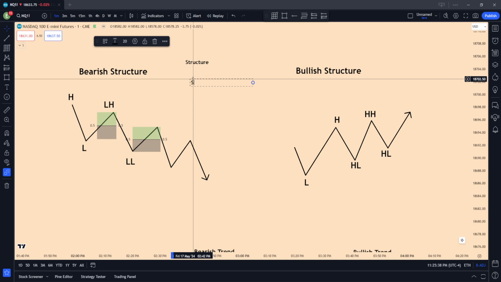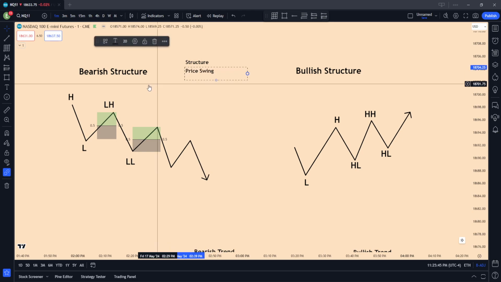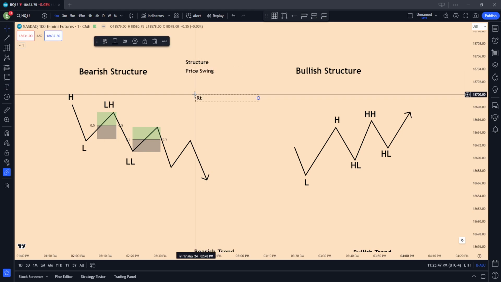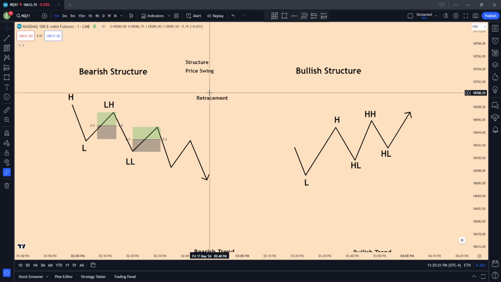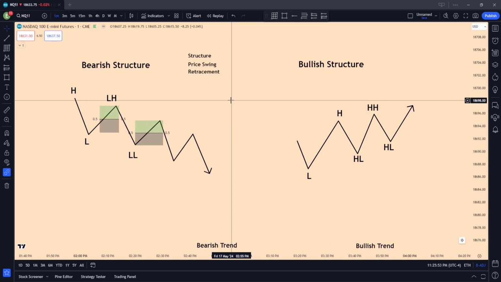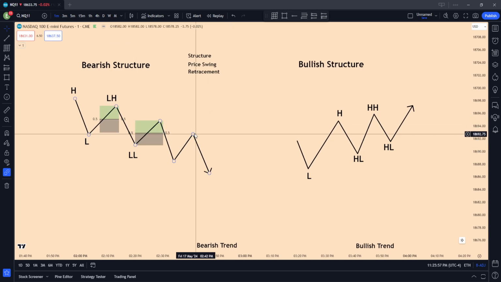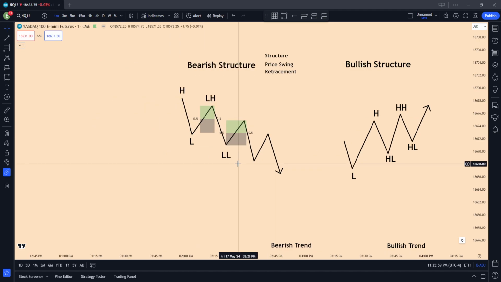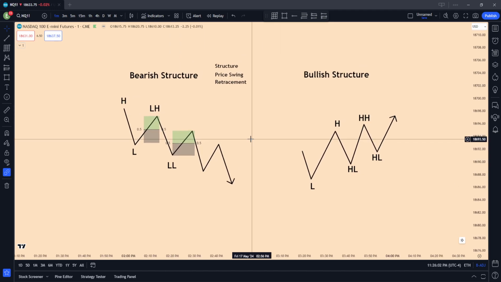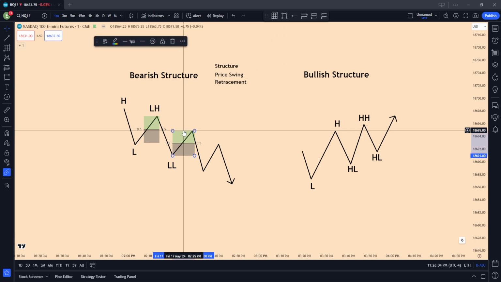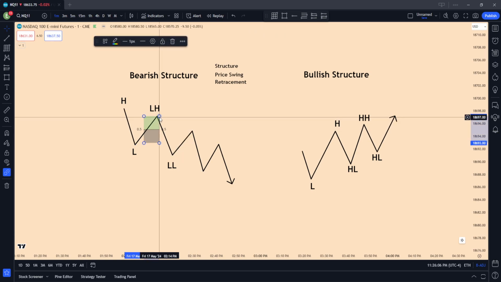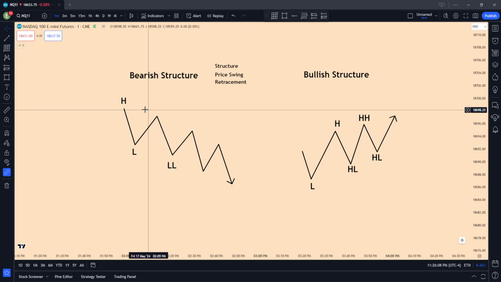And now I just explained to you what a price swing is, and then I explained to you what a retracement is. Retracement. Okay? So these are the retracements, and then you have a price swing. Retracement, price swing. Okay?